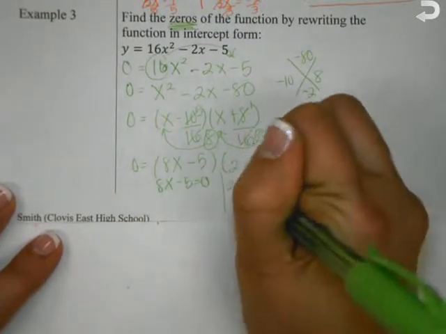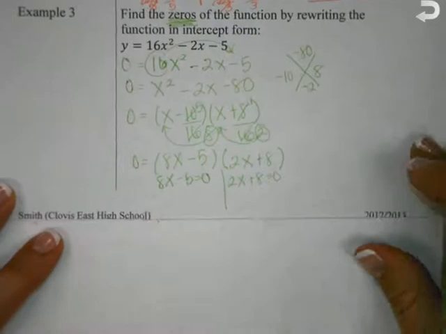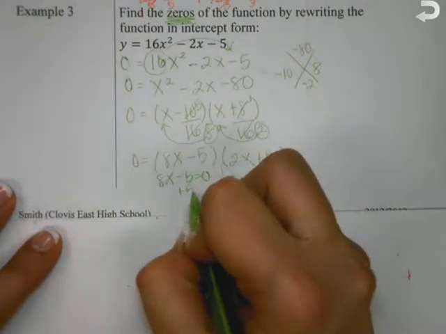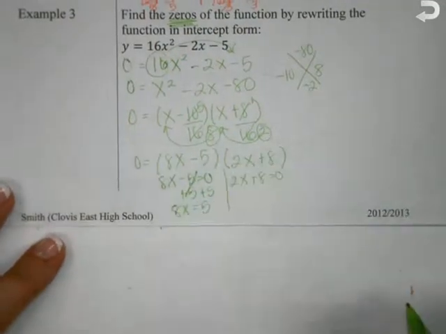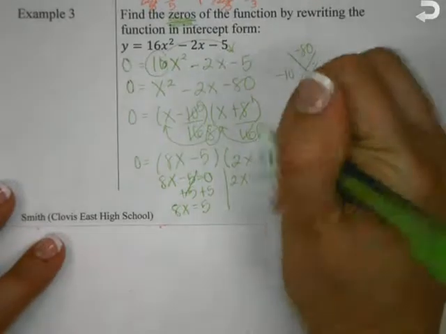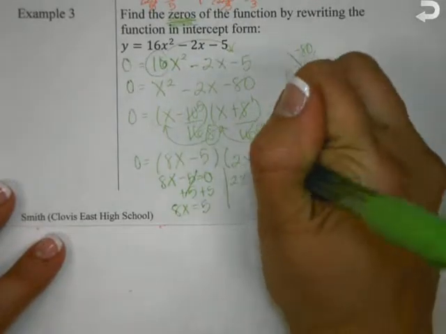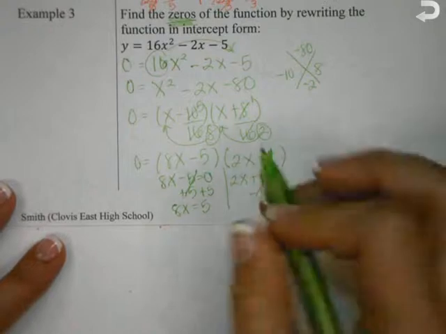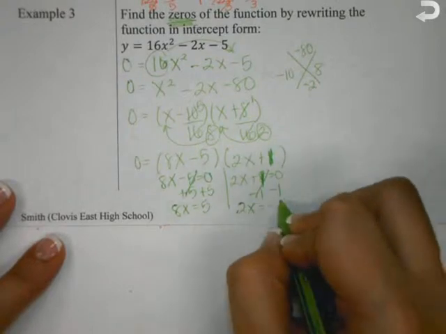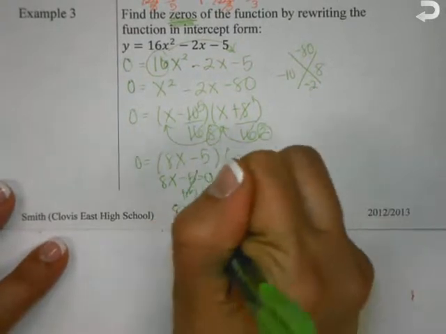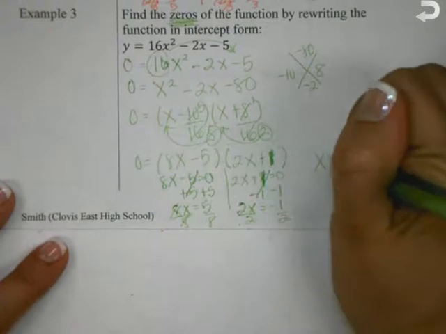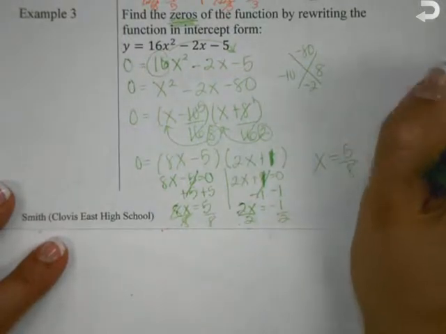Add 5 to both sides. Wouldn't that be 2x plus 1? Oh, yeah, this is 1. I did it again. I know. Subtract 1. 2x equals negative 1. Divide by 2. We didn't divide this guy by 8. So we get x equals 5 over 8 and negative 1/2. Who got that? I did.